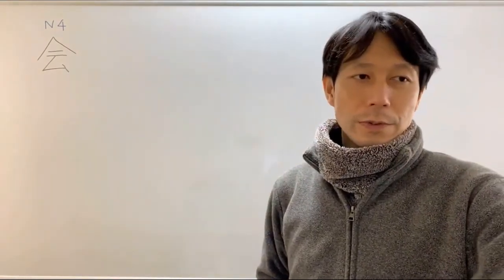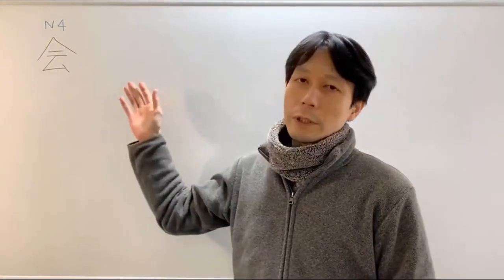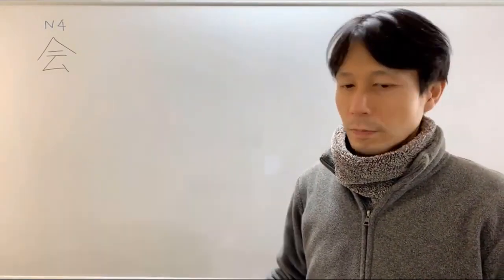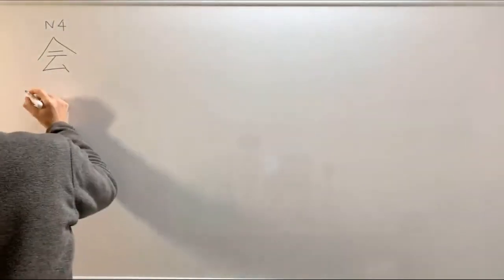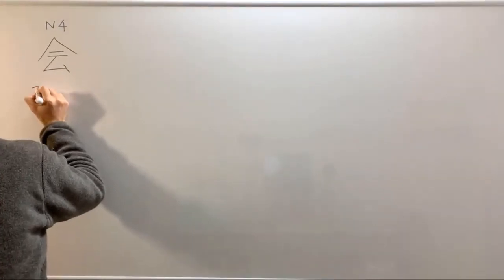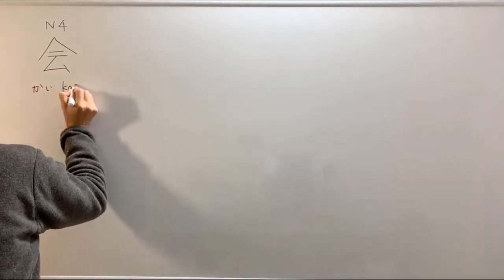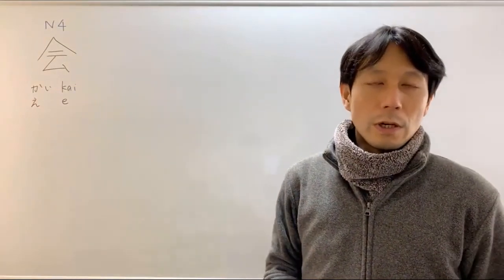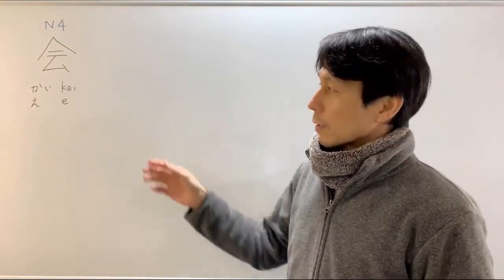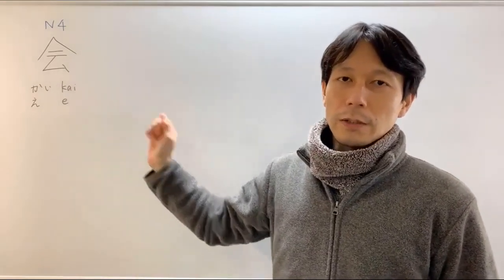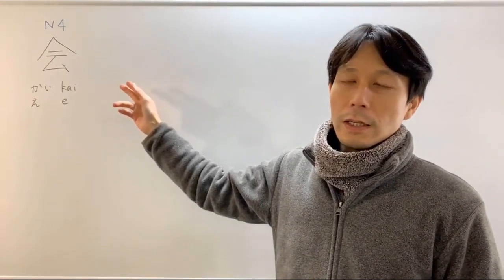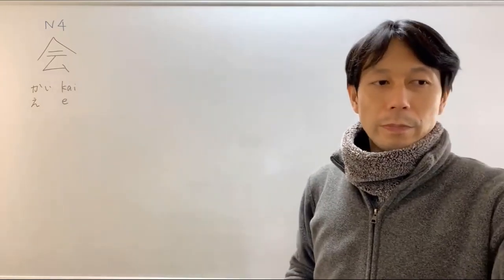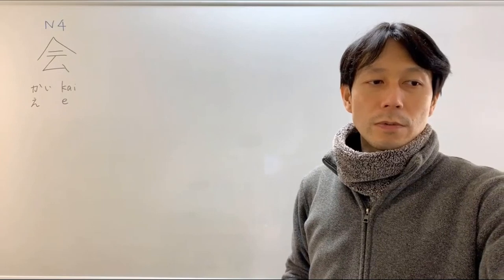Okay, let's get started. First, I will introduce readings and sample words of this kanji. First, the on'yomi are kai and e. Kai is mainly used, and e is rarely used. Sample words, I will introduce six words.